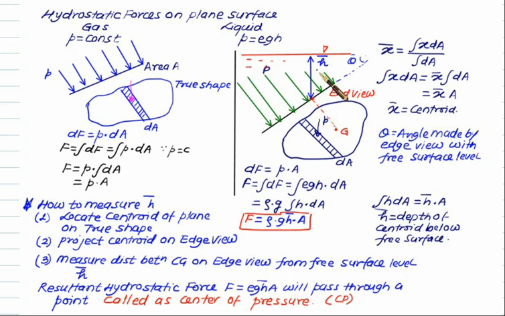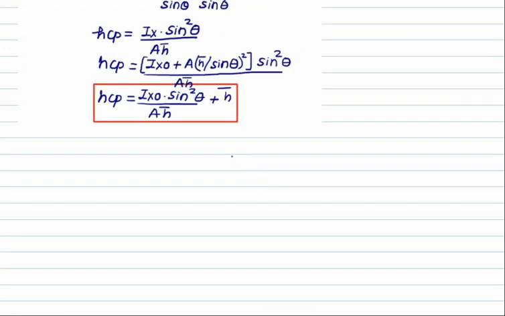Once you are able to measure h bar, use the formula F equals rho g into h bar into area. Since the hydrostatic force continuously varies with depth, we have to locate the center of pressure using this equation: h_CP equals I_xo sine square theta divided by A h bar, plus h bar.